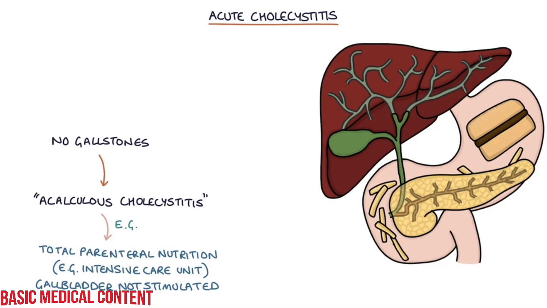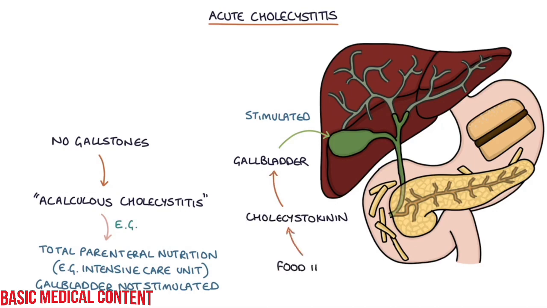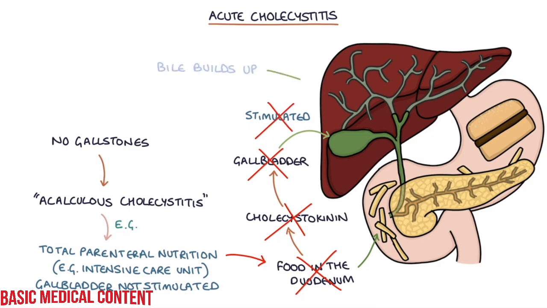Remember that normally the gallbladder is stimulated by a chemical called cholecystokinin, which is released in response to food in the duodenum. If there's no food entering the GI tract because the patient is on total parenteral nutrition or fasting, then the gallbladder is not receiving this stimulation, so bile builds up in the gallbladder and can lead to acalculous cholecystitis.